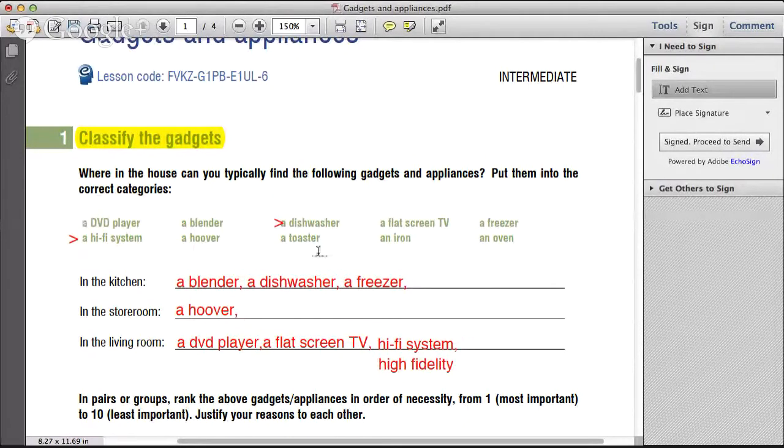Okay, and the next one, Giuseppe. Okay, a toaster. I can put the toaster in the kitchen. Okay, very good. And what's the toaster used for? For cook the bread. Yes. Yeah, to cook bread, not to make it, but to make it warm, right? To make bread warm. Okay.